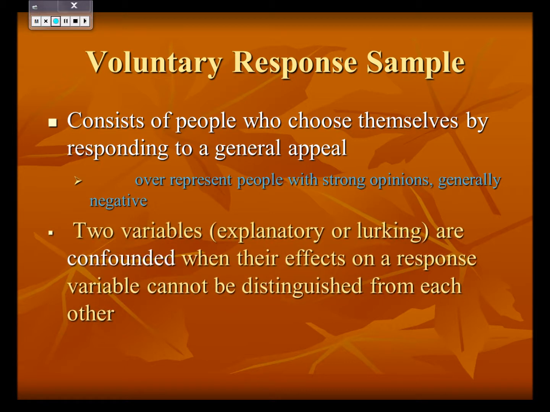I would say that two variables, whether they're explanatory or lurking, are confounded when their effects on a response variable can't be distinguished from each other. For example, back in 1940, there was a psychologist that created a test to find out the attitudes of Americans towards Germany. So he asked them a series of questions and sat them down through a bunch of different survey questions, and he gathered some data.